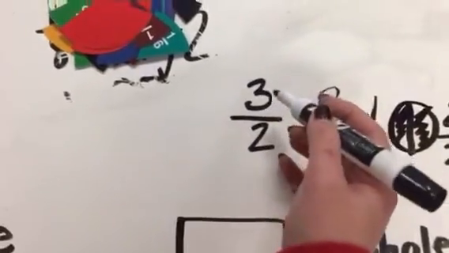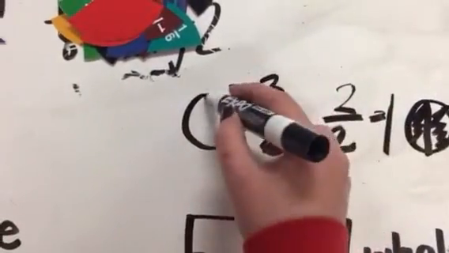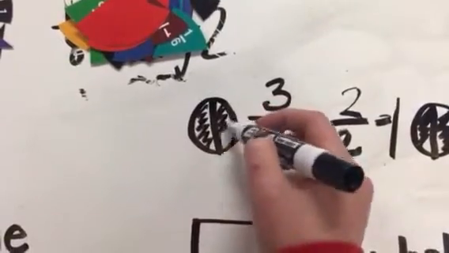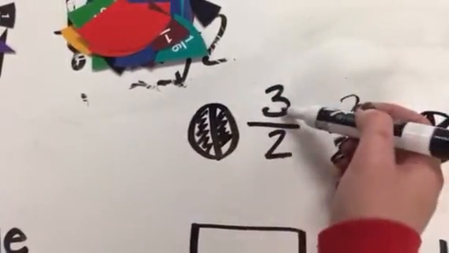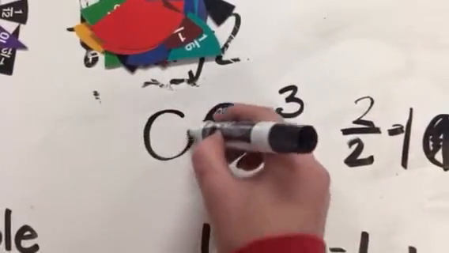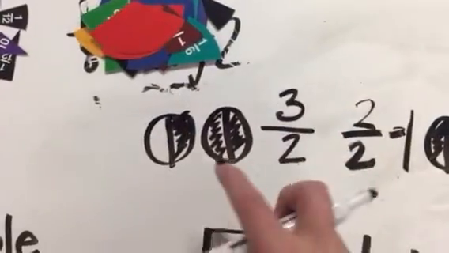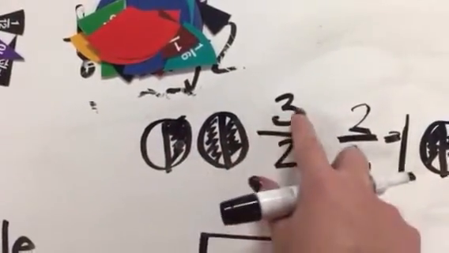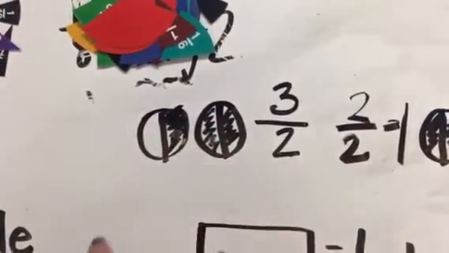If I were to draw out the improper fraction 3 halves, I would start the same way. I have to divide it into halves because my denominator is 2. Now this shows 2 halves. I need 1 more half to make 3 halves. Okay, now I have 3 pieces, and they're all the size of halves. This is a half, this is a half, and this is a half.